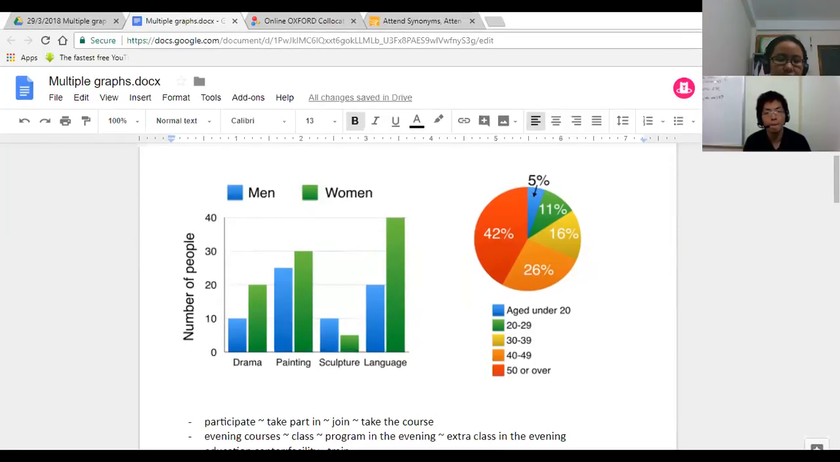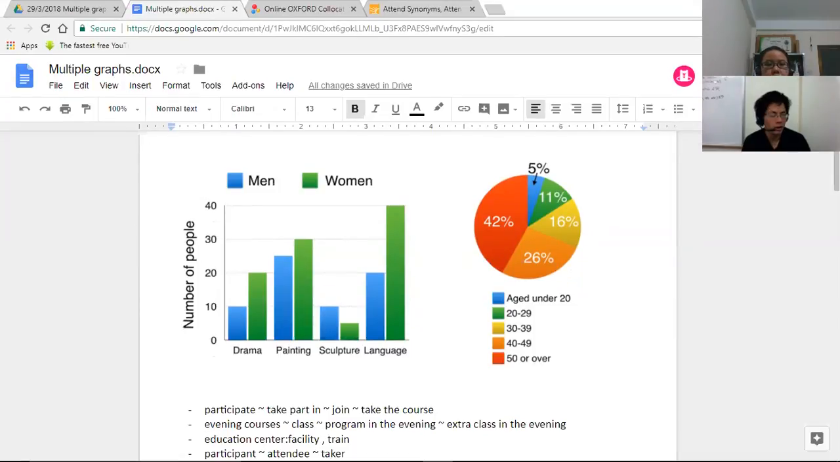Okay, so let's look at the overview. Right now I'm seeing one in the bar chart: the number of women is almost higher than men. Almost higher. No, I'm sorry, always higher than men, except for structure. Yeah, right.